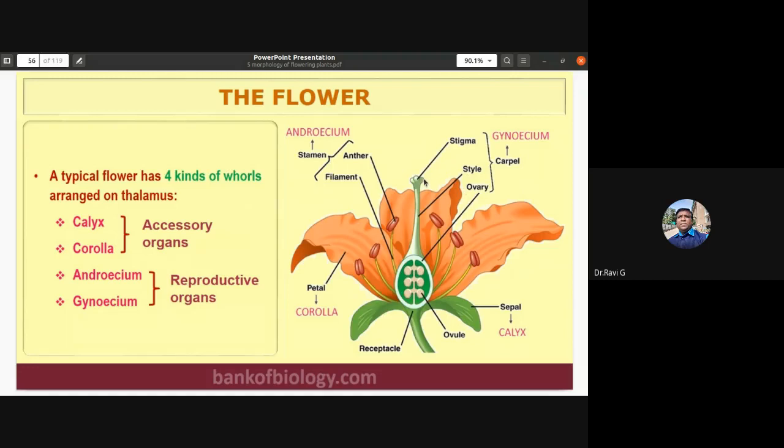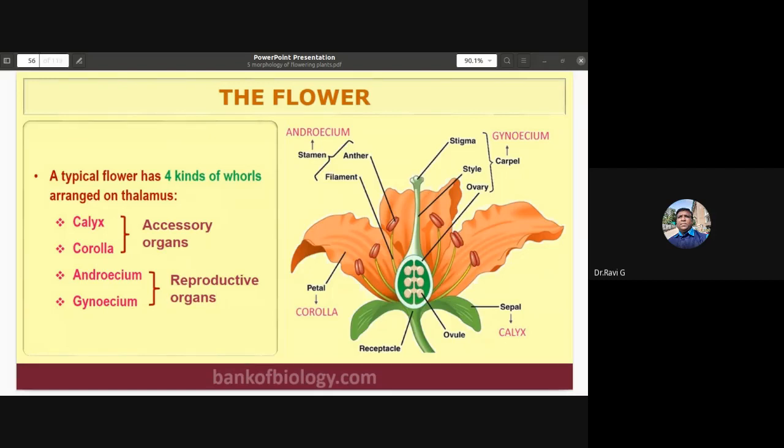So you should remember the parts of a gynoecium. Gynoecium is a collection of carpels, also called pistil. What are they made up of? They have an ovary, style, and stigma. Within the ovary, you can notice the ovule. Okay, so these are the four whorls of a flower. The calyx and corolla are called the non-essential or accessory whorls, and the andrecium and gynoecium are called the essential whorls or reproductive organs.